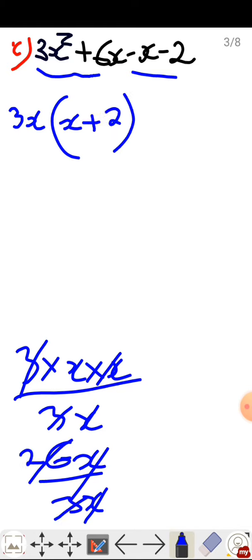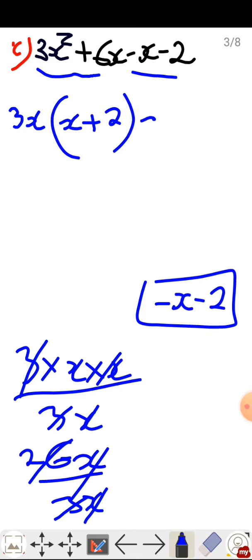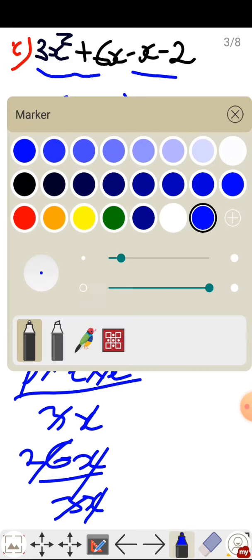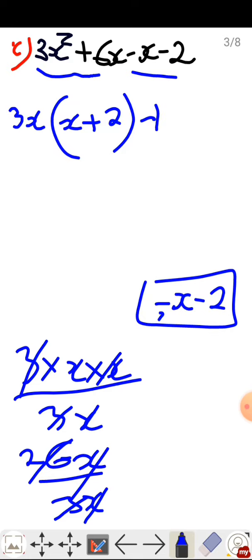Plus 2. Then now here, you can see minus x minus 2, right? You don't have any common factor, anything. Okay, so this is what you do. You take the sign that is before x, the negative sign, then you just write 1. So minus 1 will be your factor. This is what you do whenever you don't have a factor.